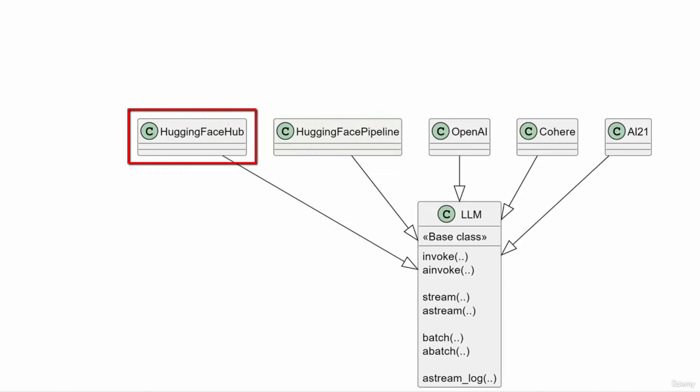The Hugging Face Hub class implements a wrapper over the Hugging Face Inference Client invocation for inferences. Use of the Hugging Face Hub class leads to the invocation of the endpoint for the model hosted on the Hugging Face Hub. Similarly, OpenAI is for invoking the GPT models. Cohere is an LLM class for invoking the command models.